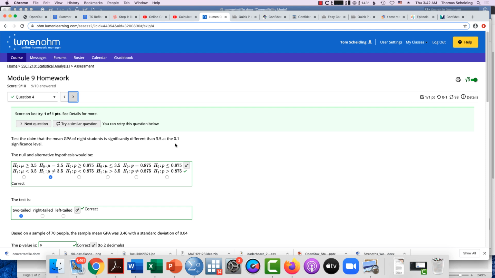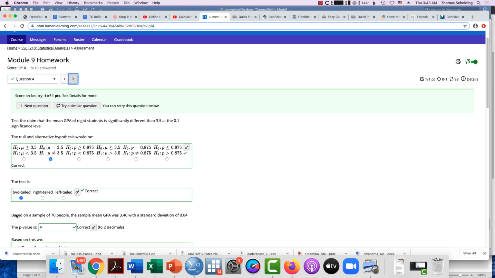And at the 0.1% significance level, the null and alternative hypothesis would be written with the mu's, not the proportions. It's written with the mu's because we actually have the population of night students where it's equal to 3.5. And what I'm testing for is that it's different than 3.5, meaning not equal. So left tail, right tail. Because it's both sides, that's why it's two-tailed. It would be right-tailed if it was greater than. It would be left-tailed if it was less than. But now we're saying it's actually both sides of it.